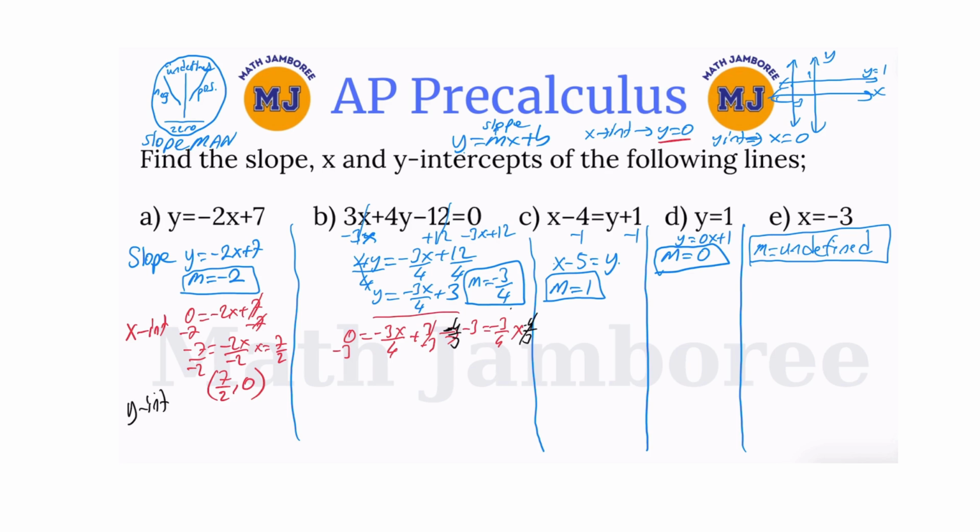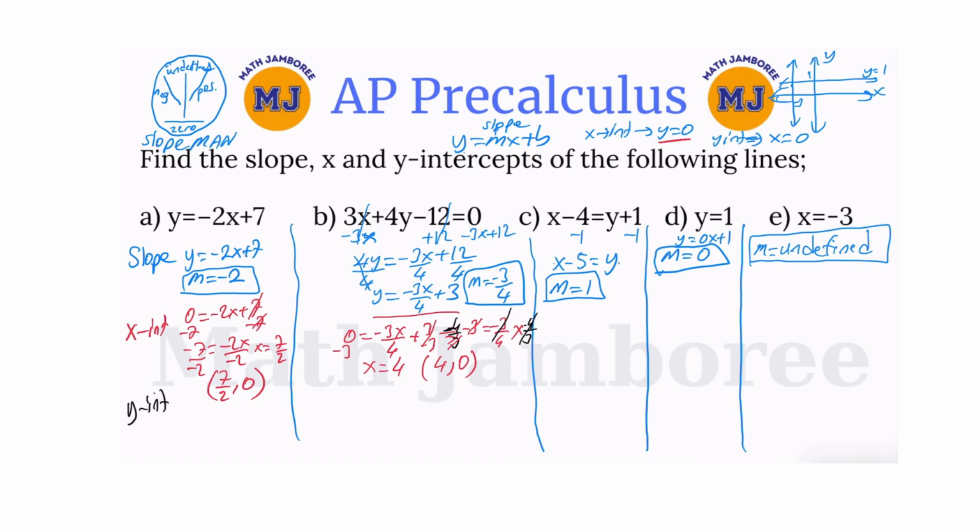These cancel each other out. Continue with the red. Negative times negative is positive. 3 cancels this 3 out, and it's positive 4. The x is positive 4. So our point is (4, 0), our x-intercept.